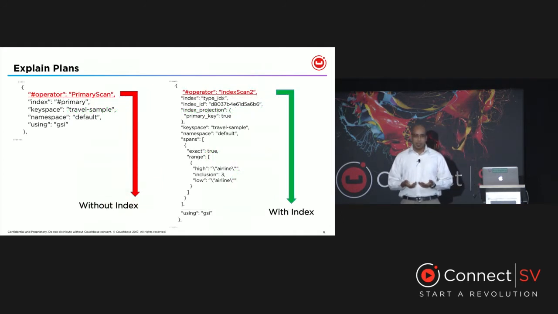So how do you know whether a query is using an index or not? We have something called an explain plan that gives you an idea of what is happening behind the query. You will see that when there is no index, the Nickel query does a complete primary scan, and that's why you had 3 seconds of latency. With an index, you will see in the explain plan that the operator is an index scan. So this is one quick cue for you to identify whether a query is using an index or not.